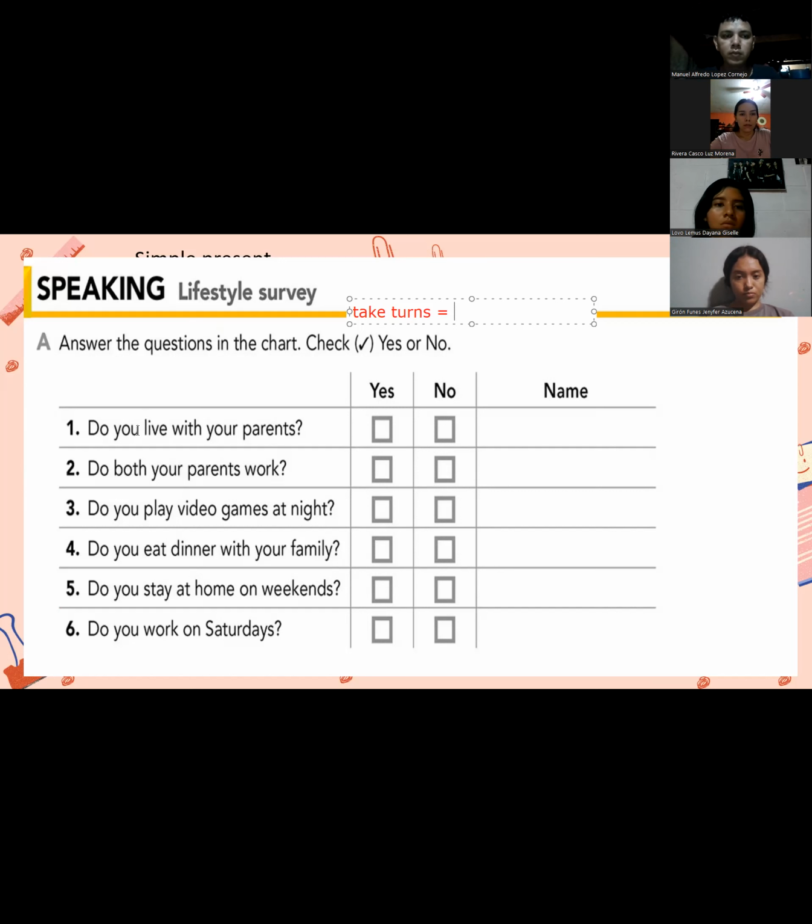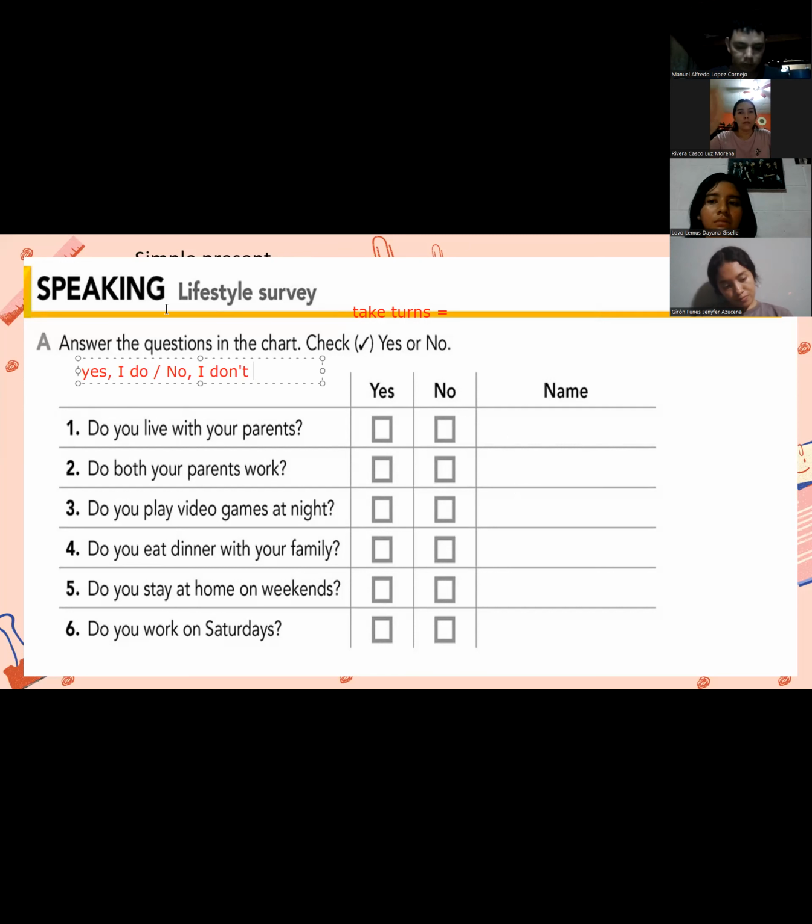Y, for example, Manuel asks number 1. Manuel says, do you live with your parents? Él les pregunta a todos los del grupo y todos los del grupo van a contestar. Si Diana dice, ¿cuál sería la respuesta a esa pregunta? Do you live with your parents? The answer yes would be, yes, I do. Okay, ustedes van a decir en inglés, yes, I do. Or if it's negative, no, I don't. Yes, I do, or no, I don't, ¿ok?